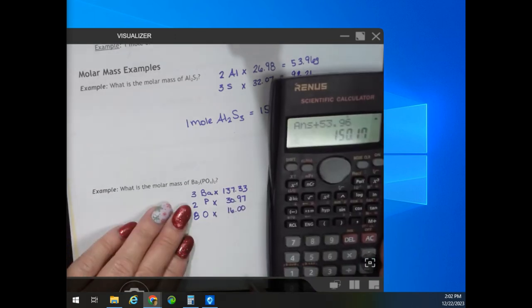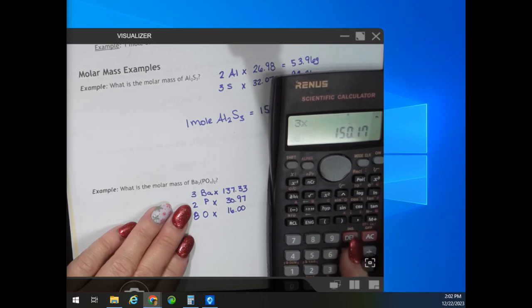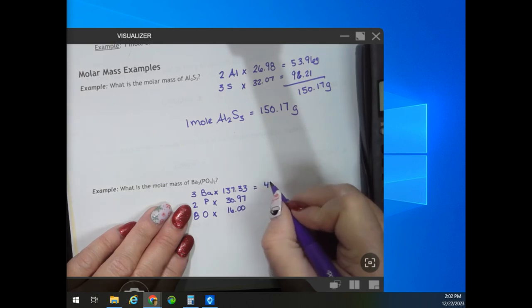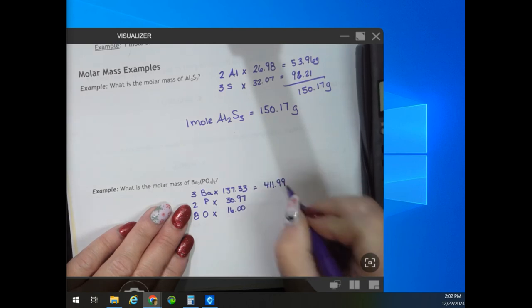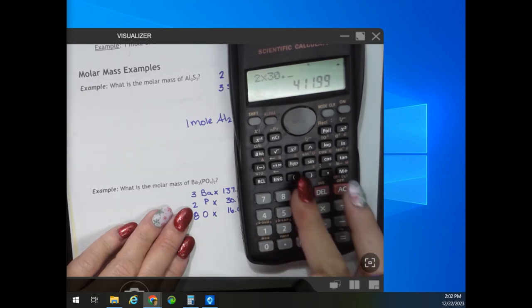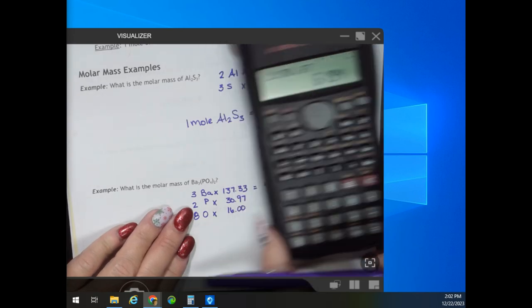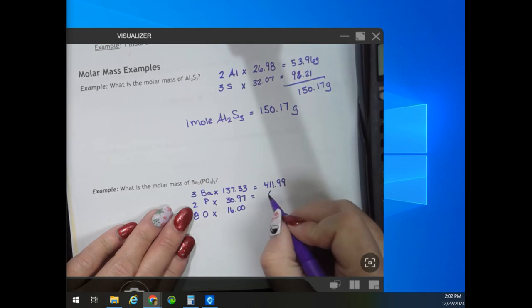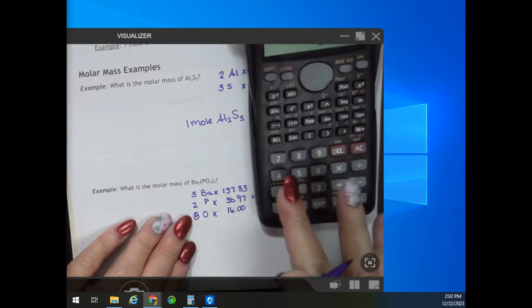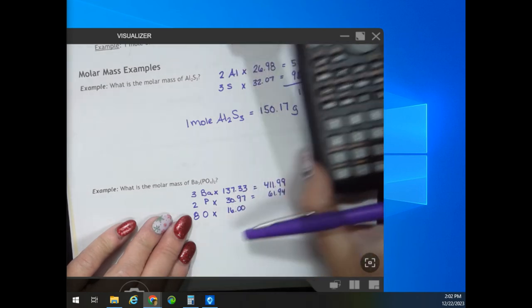Okay, so now I'm going to do 3 times barium, 137.33, which is 411.99. Then 2 phosphorus, so 2 times 30.97, is 61.94, and 8 times 16 is 128.